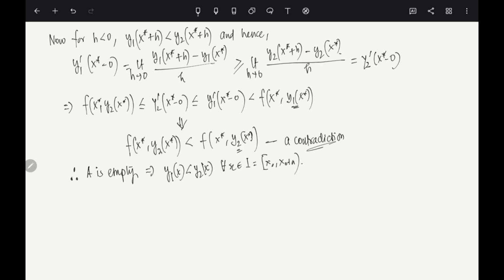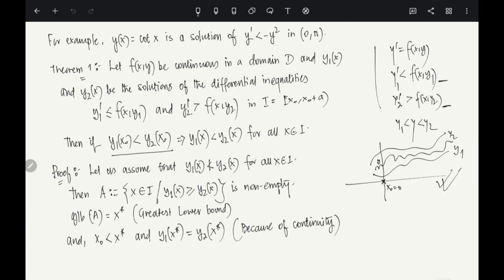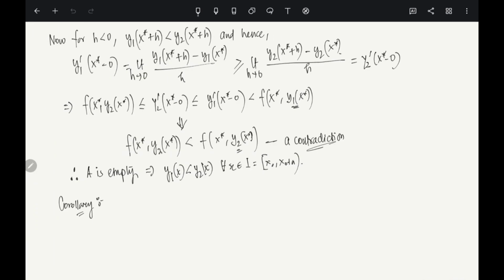Now what I am going to do is write down a corollary of this theorem, and this is the corollary which we want. I told you, we want to sandwich the solution between those two inequalities. So how do I do it? Let's say that f of x,y is continuous in some domain D, whatever the domain is. So let's just assume that there is a domain D where all of this is continuous.